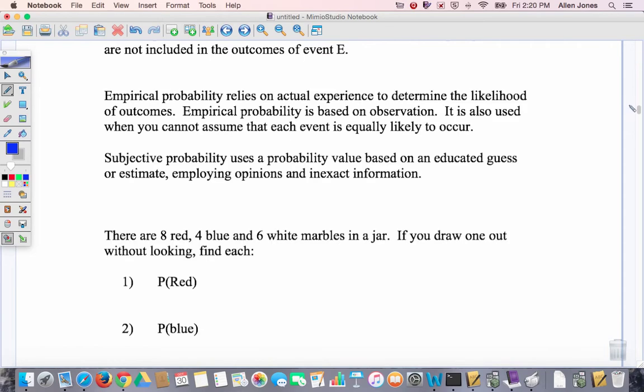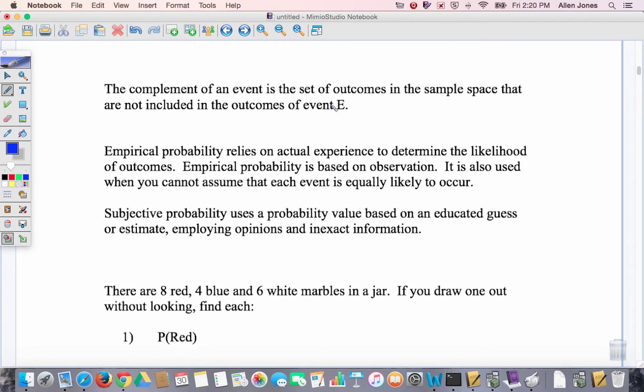Continuing on with a few more here, I believe. Go to the top. The complement of an event is the set of outcomes in that sample space that are not included in the event E.